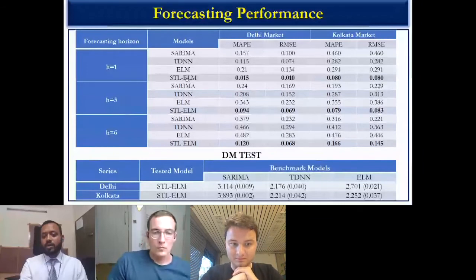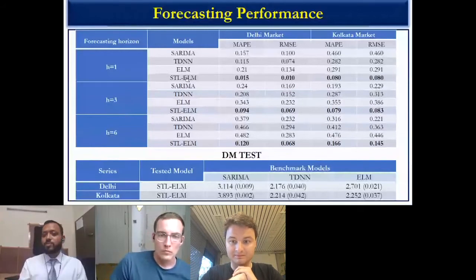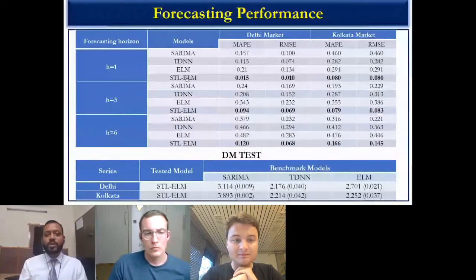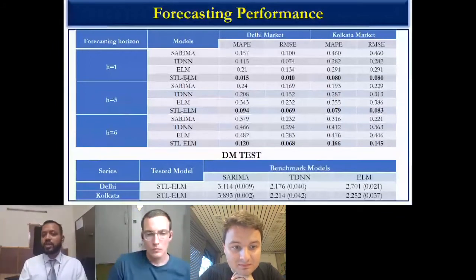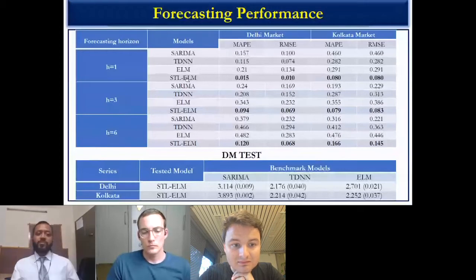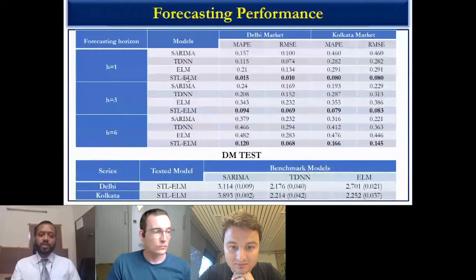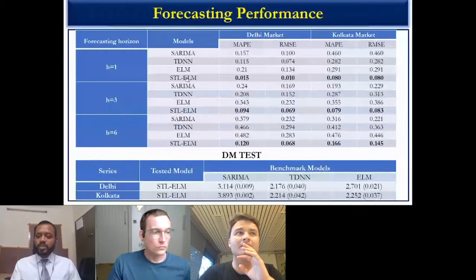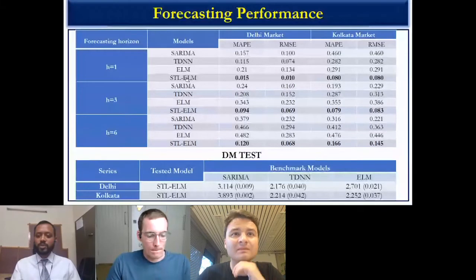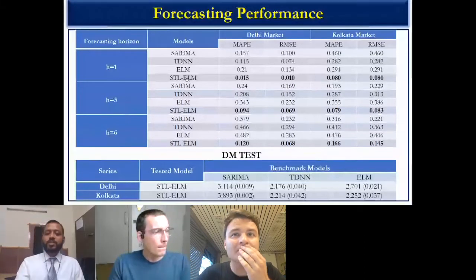So, conclusion: this study examines the modeling and forecasting performance of the STL-ELM hybrid model in comparison with the existing forecasting models such as ARIMA, TDNN, and ELM using monthly wholesale potato series of Delhi and Kolkata. We have observed that the hybrid model provides better accuracy in terms of various evaluation criteria. The DM test also showed significant improvement in the predictive accuracy of the STL-ELM model, and this work can be extended to develop and investigate the performance of hybrid models using STL with other possible combinations of forecasting models like LSTM, support vector regression, etc. for agricultural price forecasting.